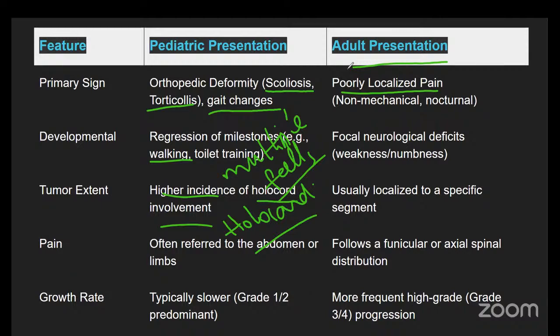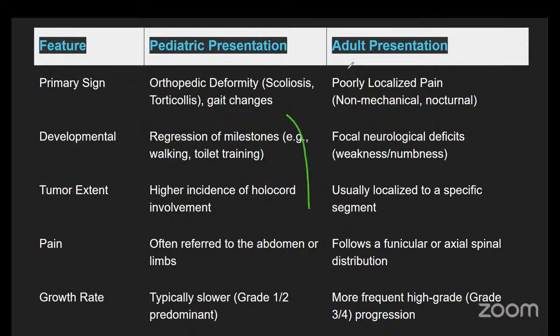By hollow cord, we mean that the entire cord is affected, or at least a majority of the portion of the cord is affected, whereas in the adult population, it is usually localized to a specific segment.